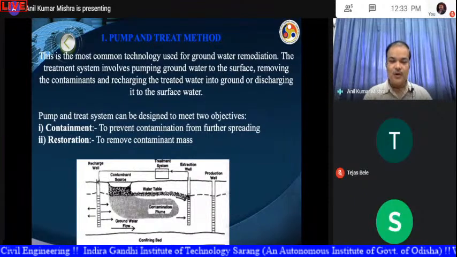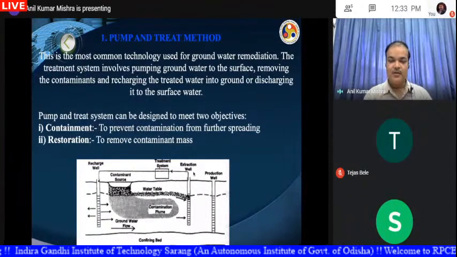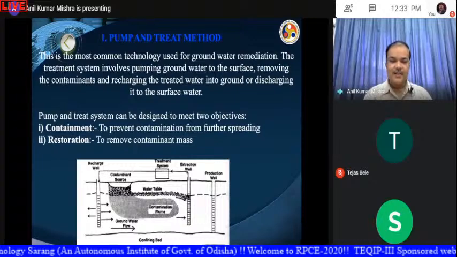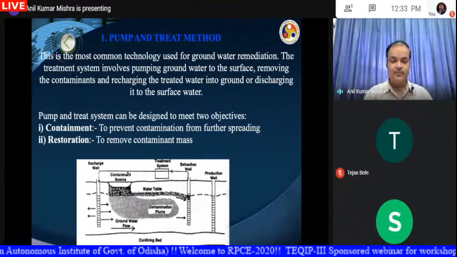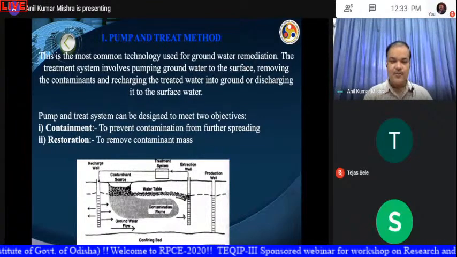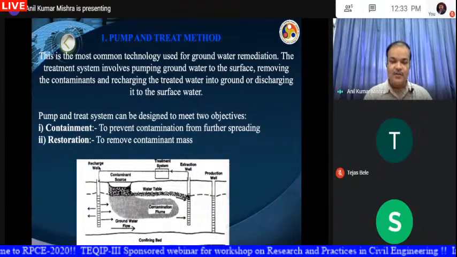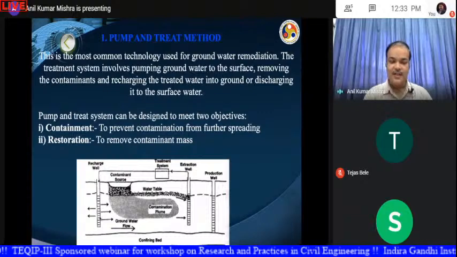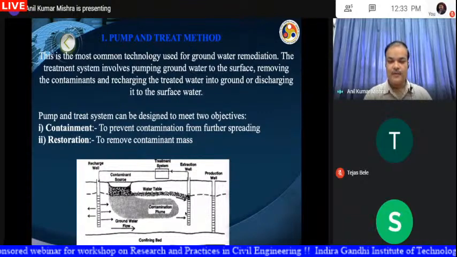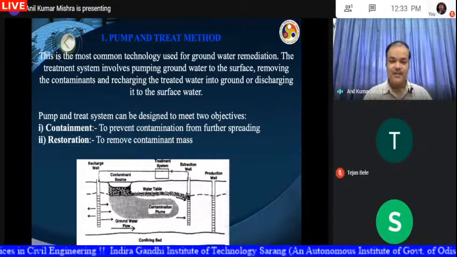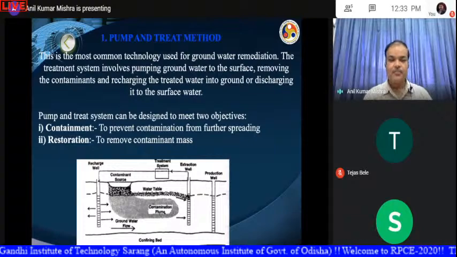Depending on the purpose, the names of the wells are also different. One is called a recharge well, the second is called an extraction well. In the extraction well, water will be extracted and treated, and then recharged or injected into the groundwater. So in this system, the water will be extracted using the extraction well, treated at the surface, and then recharged again.